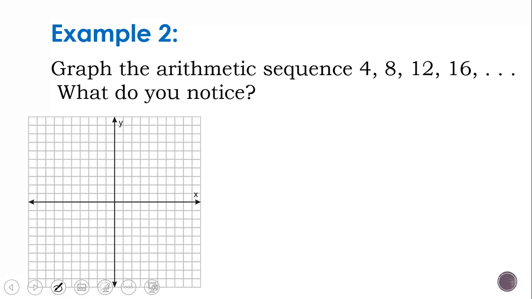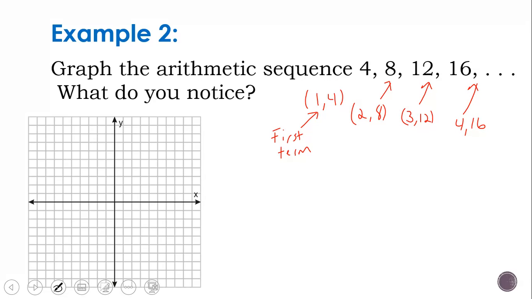All right, now you're asked to graph the arithmetic sequence. You'll notice here that they don't really give you points. They just kind of give you the values. So we can really think of this as the point (1, 4), because this is my first term. So the x value would represent the term number. So (1, 4), and then this would be (2, 8). This would be (3, 12). And this would be (4, 16). So x is the term number in your sequence.